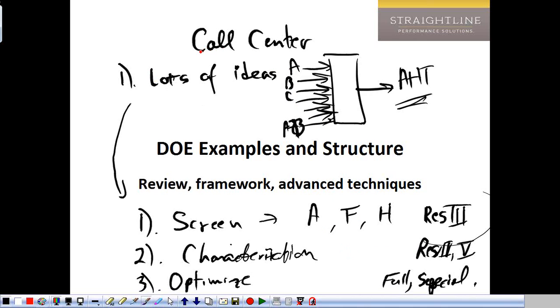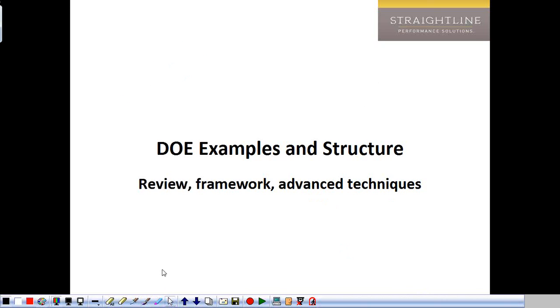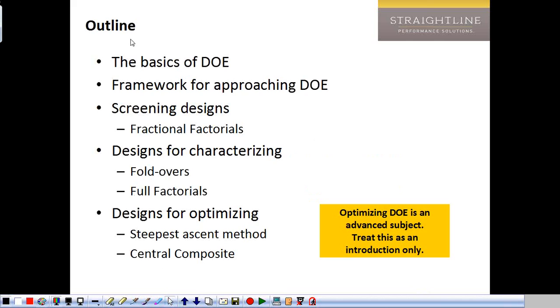Okay, so let's just kind of get to that, do the example. We'll do a couple of examples. So we'll go through again the basics of DOE and the framework for approaching. And then we'll do an example of screening and seeing how that can flow into characterizing designs. Okay.